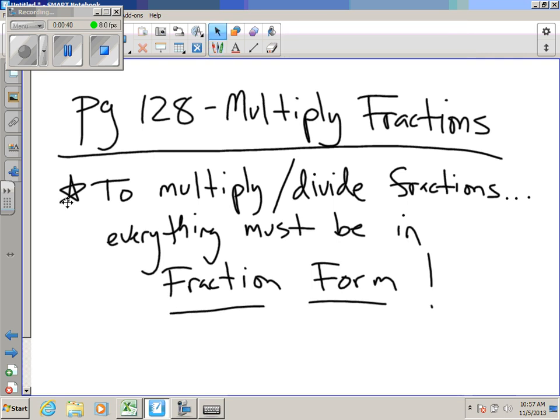Get that basic rule down somewhere in your notes right now. To multiply or divide fractions, everything must be in fraction form. Now we'll get into further detail about what fraction form actually means. But it's a little bit different than the approach that we use with addition and subtraction. See, addition and subtraction, the main rule was that what? They had to have common denominators. Do you see anything on the board right now that says anything about common denominators? No. So we don't have to worry about that when we multiply or divide.